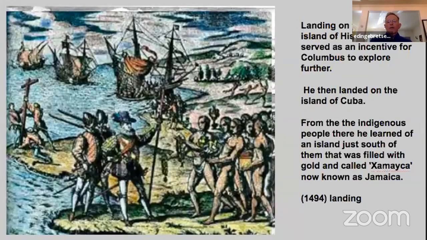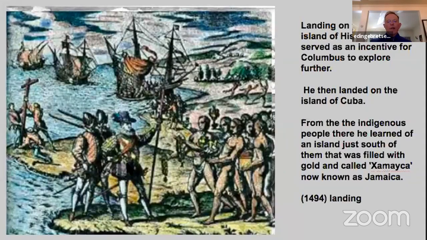So Hispaniola in 1492, where Columbus lands, serves as an incentive. He lands later on the island of Cuba. And from there, he learns of the island just south of them, Jamaica, which here goes in 1494. Part of the rubric here of the representation, you will always see this, because this was the excuse and the model for which this happened.